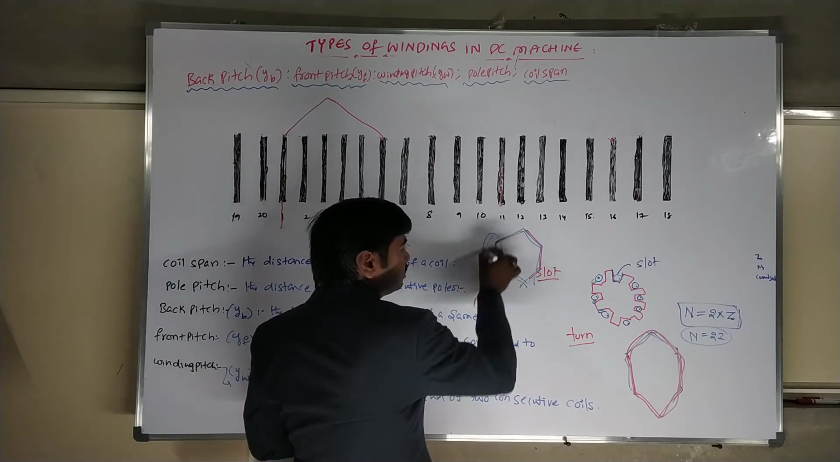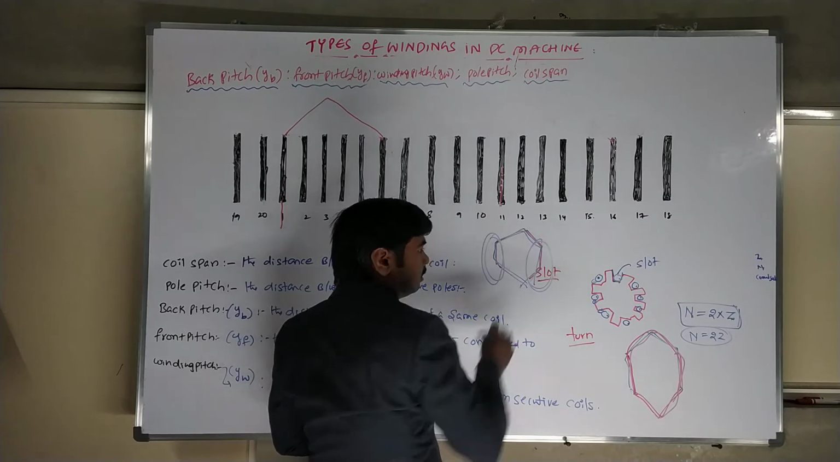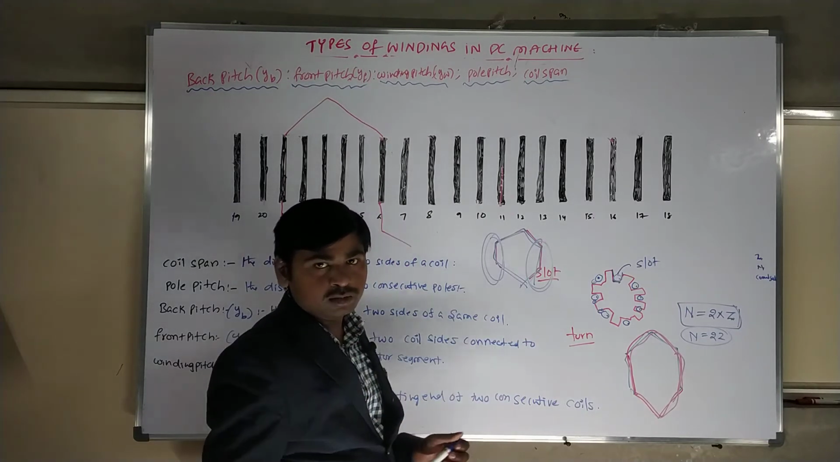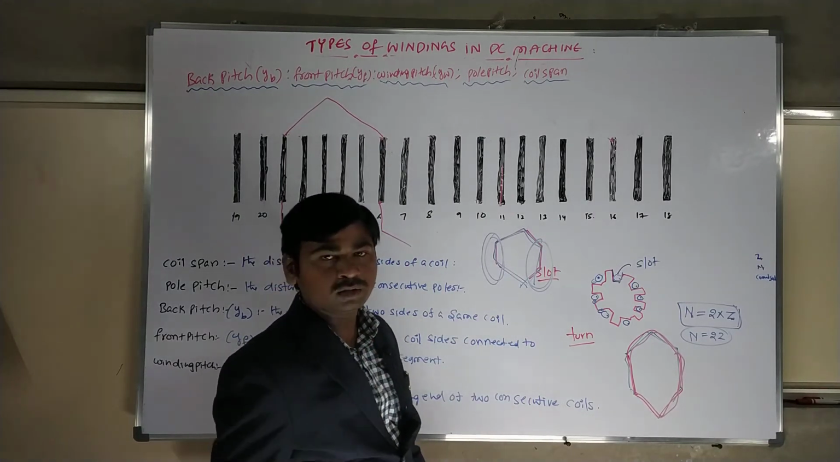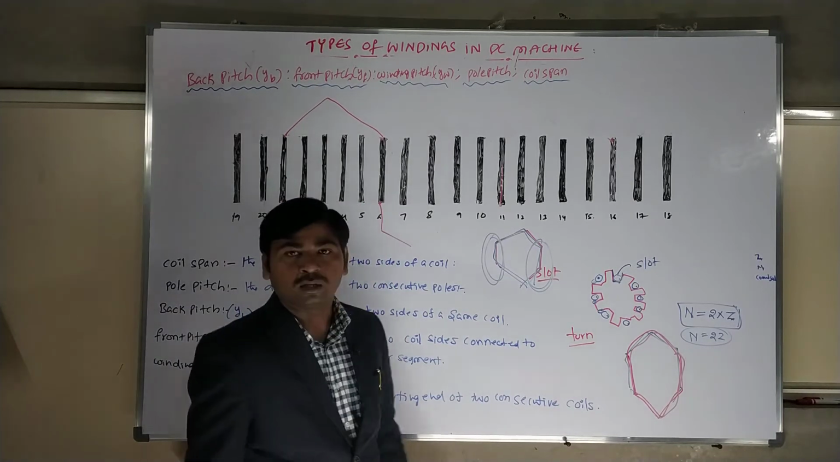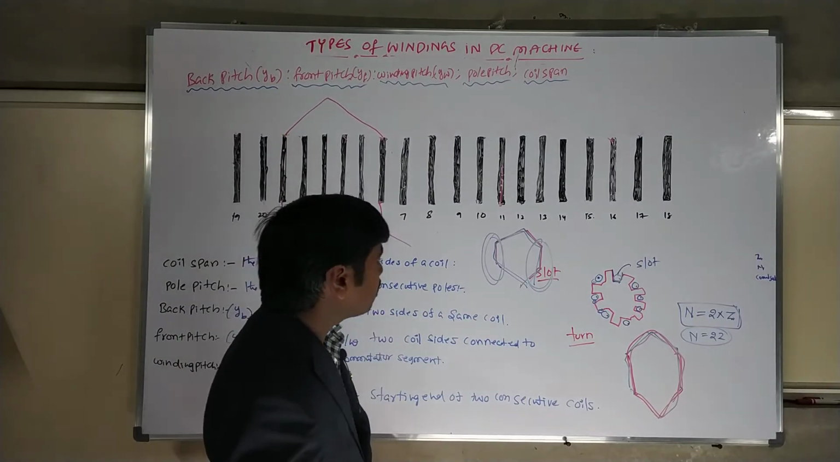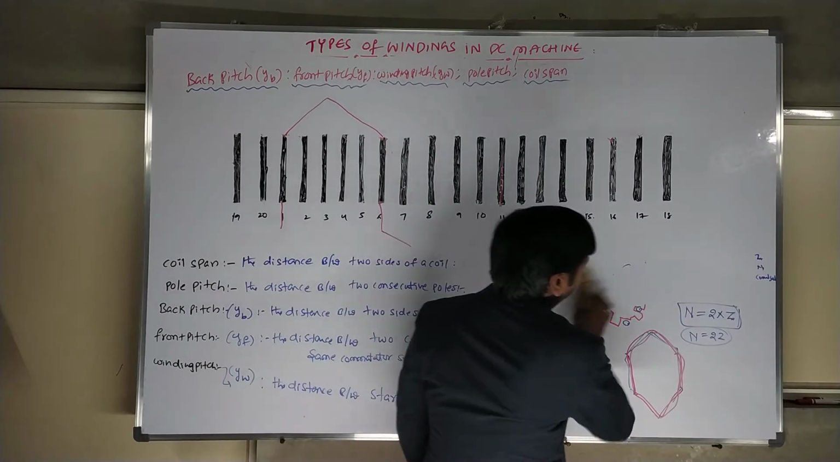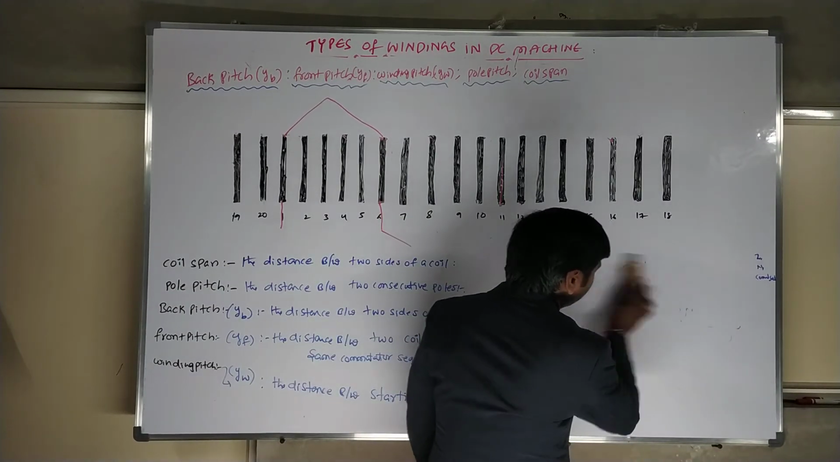Next, coil sides. This is one coil side, and this is another coil side. One coil consists of two coil sides, left and right. Two coil sides make one turn. I think it's very clear. Next, after that, one more interesting topic.